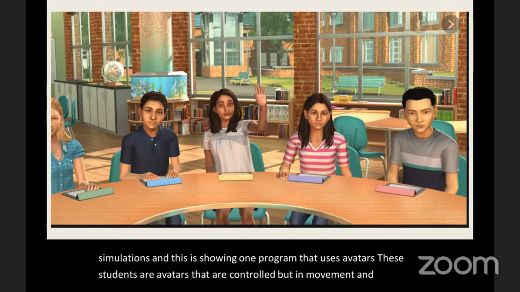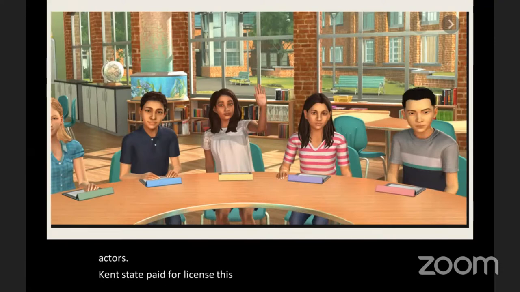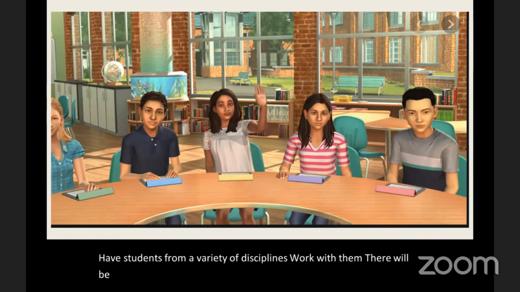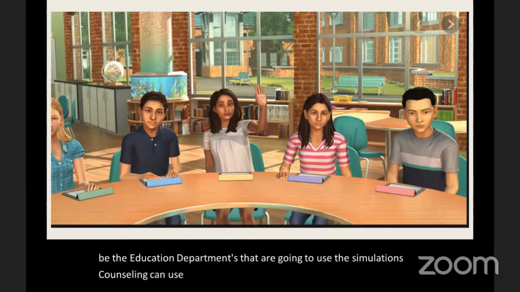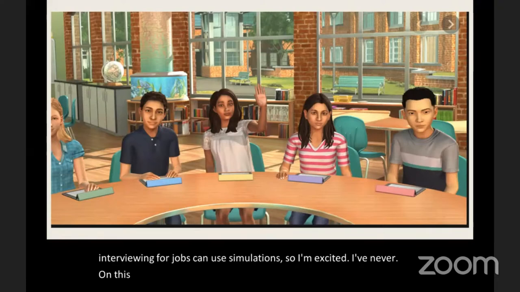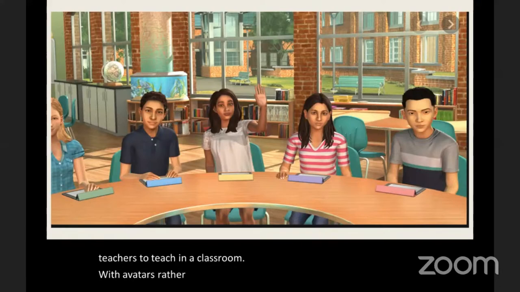Kent State paid for a license this year to use these simulations. And we're going to have students from a variety of disciplines work with them. There will be the education departments that are going to use the simulations. Counseling can use them, and some other areas that want to practice interviewing for jobs can use simulations. So I'm excited. I've never done this before, but what I like about it is that it will allow our student teachers to teach in a classroom with avatars rather than practicing on real people.